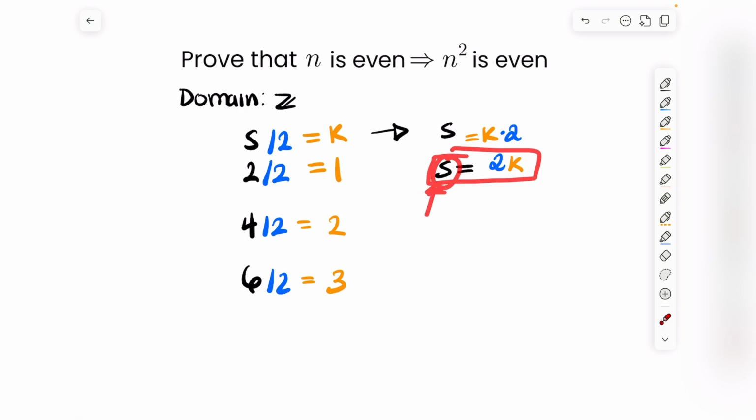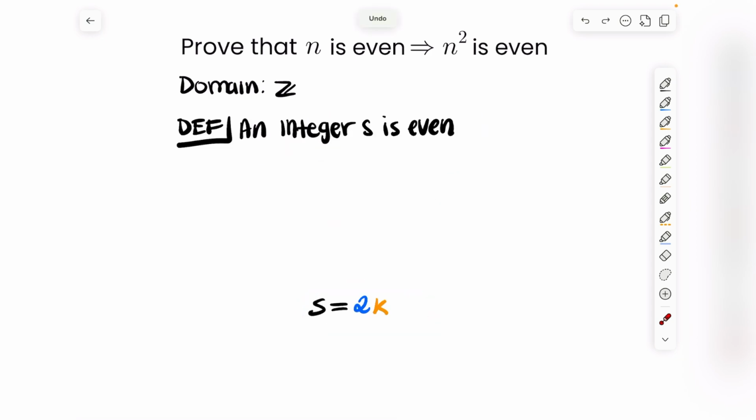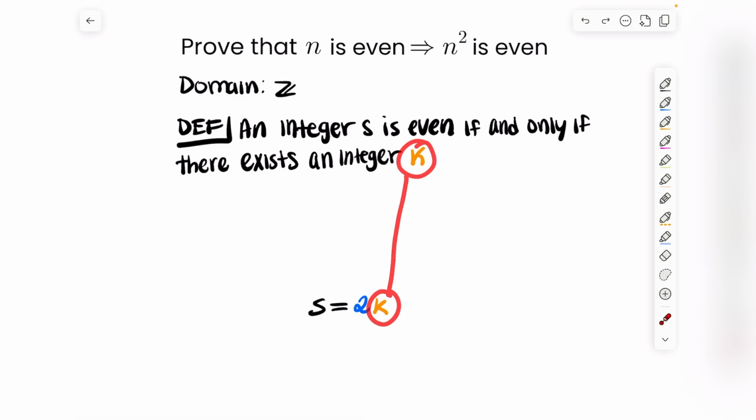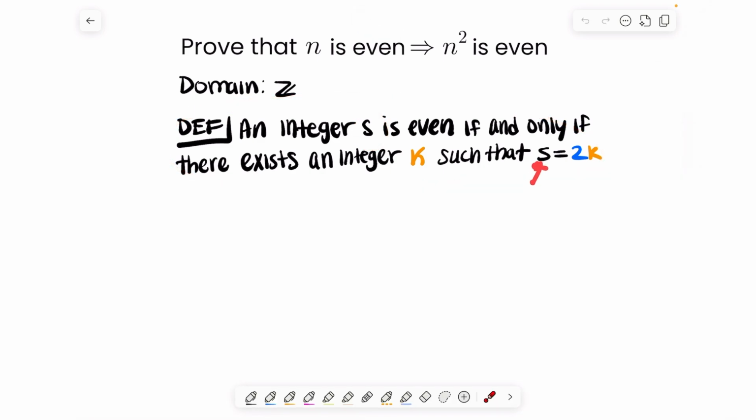This is the definition of an even number. But we can't just write this on our paper and leave it at that, because if someone just sees this, they're going to be like, what is s? What is k? You have to explicitly use words. So in words, this translates to: an integer s is even if and only if, and we have to add if and only if anytime we write a definition, there exists another integer k, some other integer we call k, such that if you multiply k by 2, you get s. You get your even number. So this is the formal definition of an even integer s.